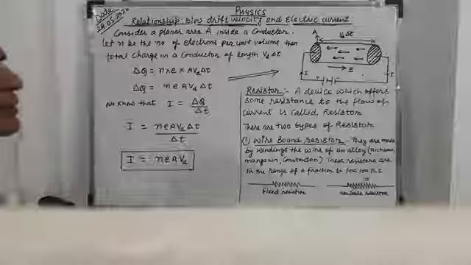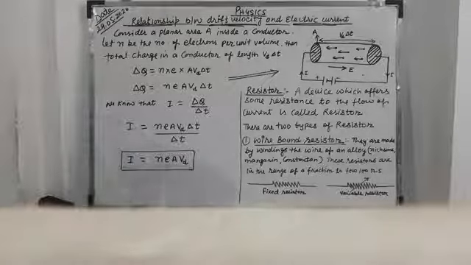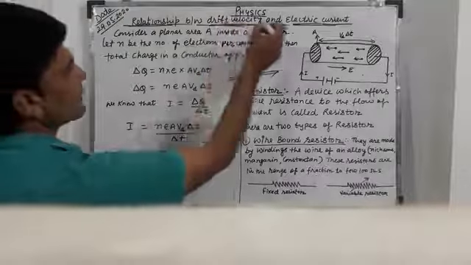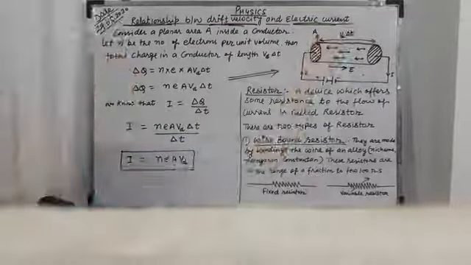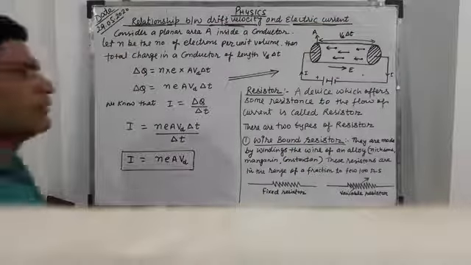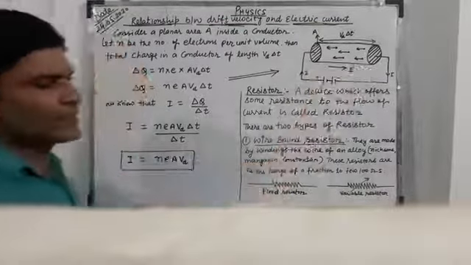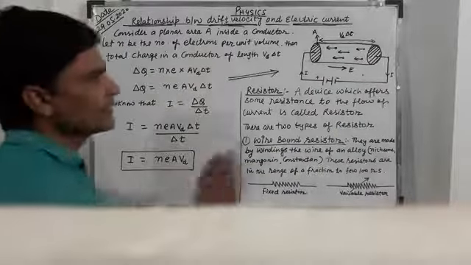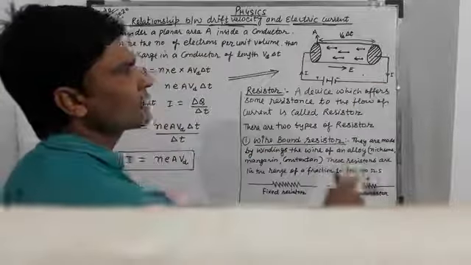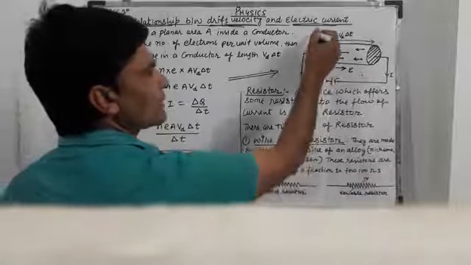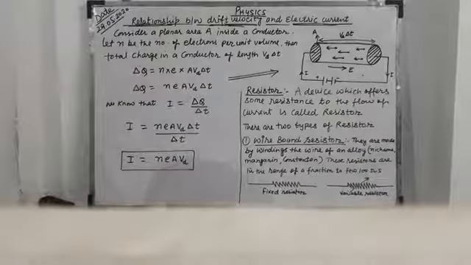Good morning students. In the previous lecture we discussed drift velocity. In this lecture we discuss the relationship between drift velocity and electric current. For this we take the help of this diagram. In this diagram a battery is connected to a conductor of cross sectional area capital A.